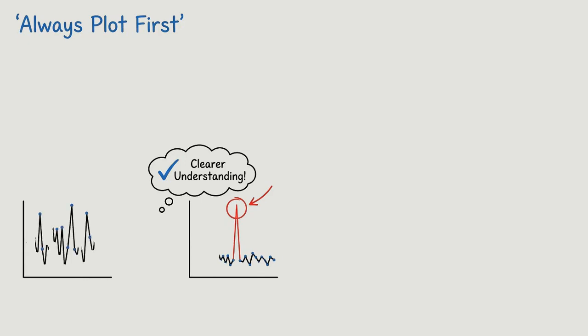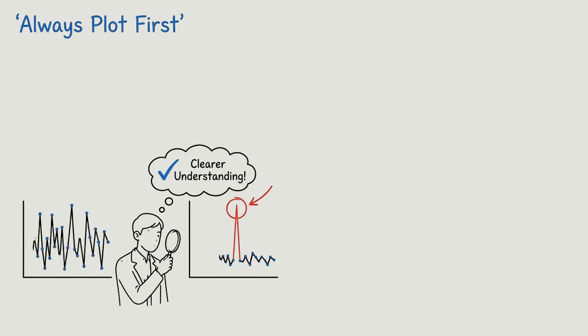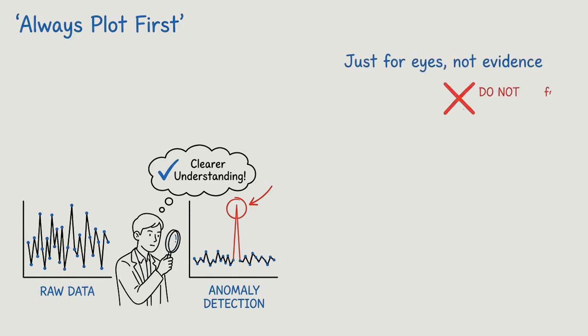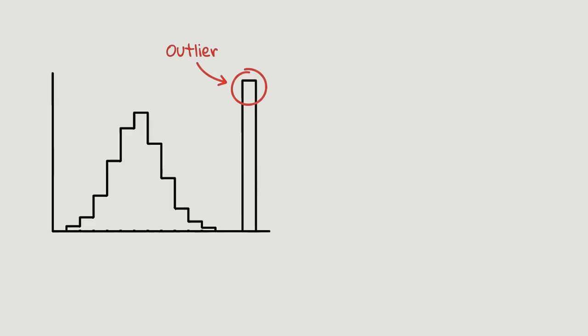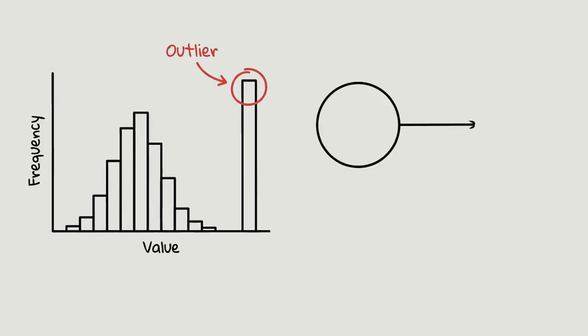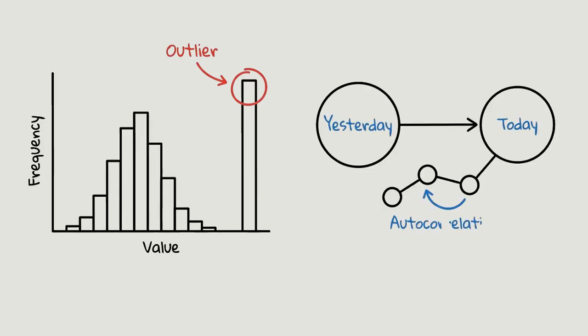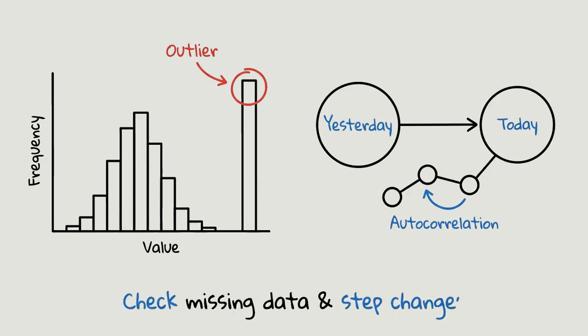Before fitting any model, you plot. Plotting is not proof, but it is how you avoid obvious mistakes. You look at the raw series and the anomalies. You check the seasonal cycle to justify anomaly use. You may add a smooth curve, but only to help your eyes, never as evidence. You look at histograms for outliers. You look at autocorrelation to see whether today depends on yesterday. And you look at missing data, because gaps and step changes often explain apparent trends.